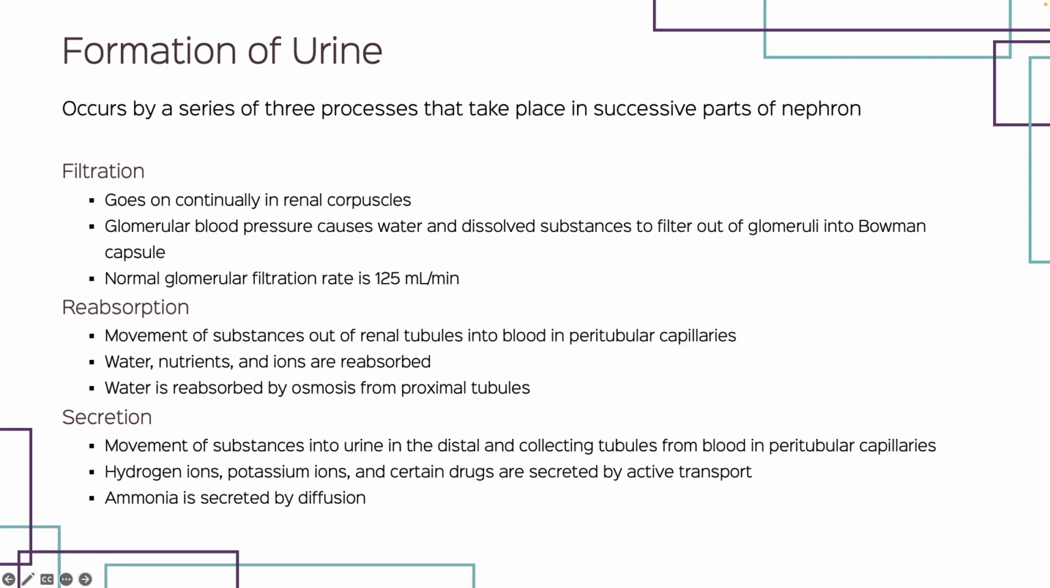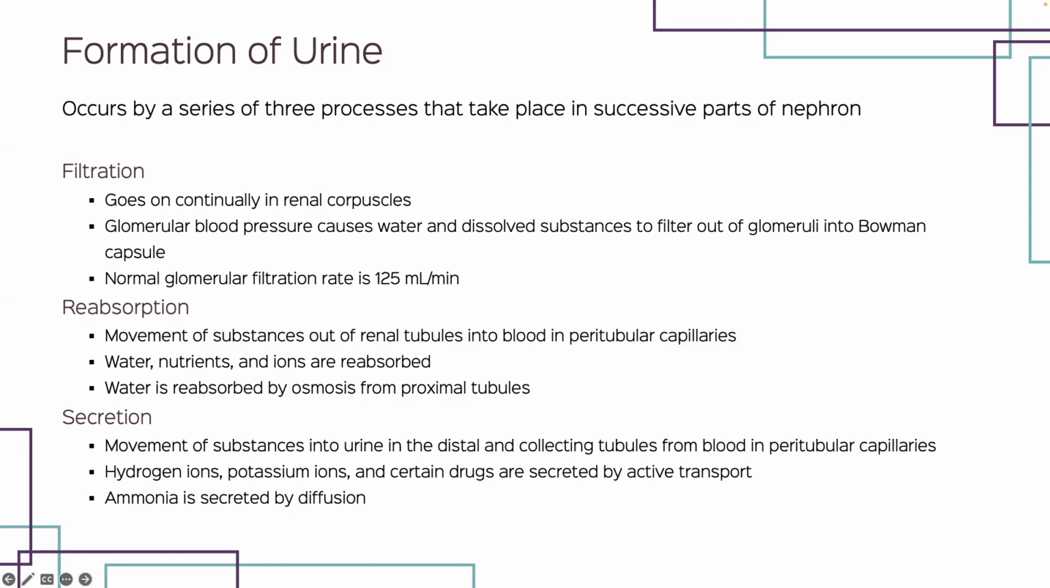If the glomerular blood pressure drops below a certain level, then filtration and urine formation cease. So hemorrhage, for example, may cause a precipitous drop in blood pressure followed by kidney failure. Glomerular filtration normally occurs at the rate of 125 milliliters per minute. As a result, about 180 liters of glomerular filtrate is produced by the kidneys every day.